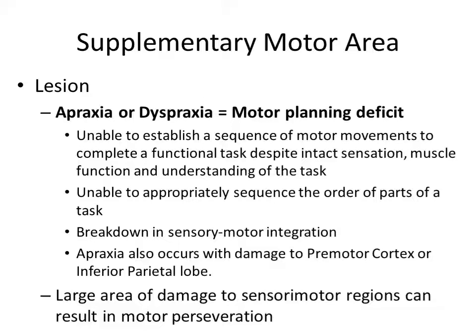If you have very large areas damaged, not just of the SMA, but of the sensory areas that connect to it, you may get something known as motor perseveration. And some of you may have seen this. This is where someone will repeat an action over and over, such as the person wants to lock their wheelchair, and they lock it, and then they unlock it, and then they lock it, and then they unlock it.